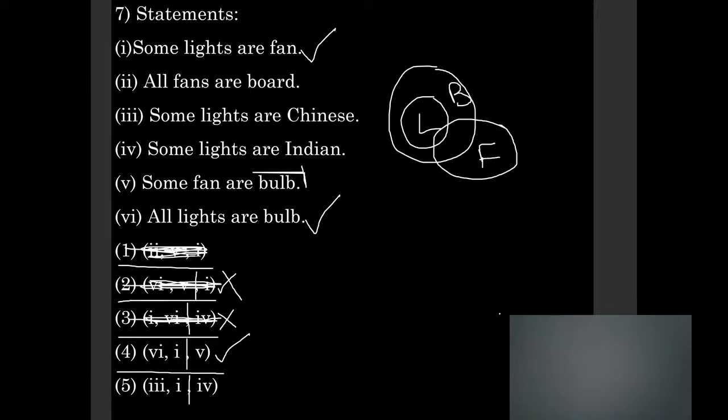We should check whether it becomes false or not. So whether it becomes false or not means the fifth one, some fan are bulb. So we should try to separate fan and bulb. But we cannot separate fan and bulb, because if you separate them like that, then automatically the first statement goes wrong. So that's why the answer for this one is the fourth one. The fourth option is correct.